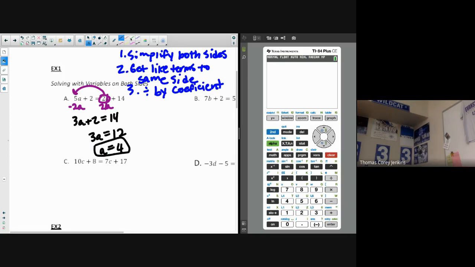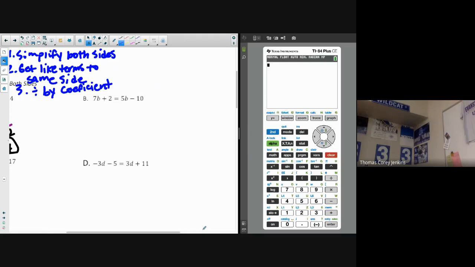Okay. So just to kind of recap, we moved our variables to the left side, and then we moved our constants to the right side by doing minus 2 to both sides. And then we just divided both sides by the coefficient, okay? So I'll skip maybe B and C and do one more. Let's do D. Okay, that looks maybe a little bit tougher.